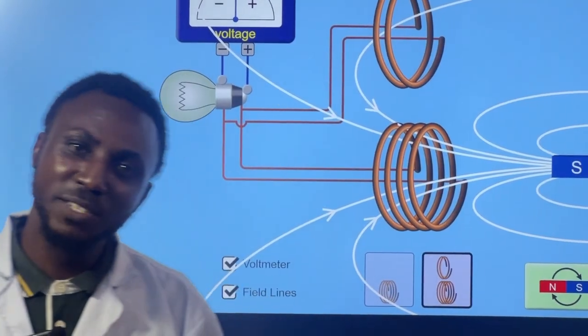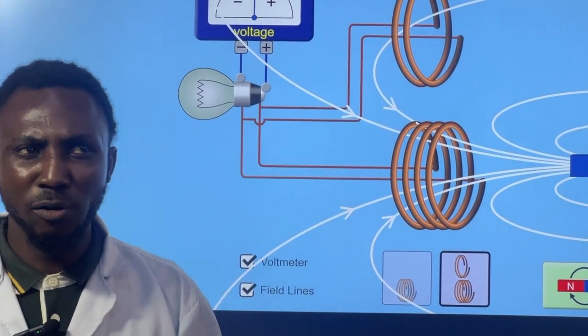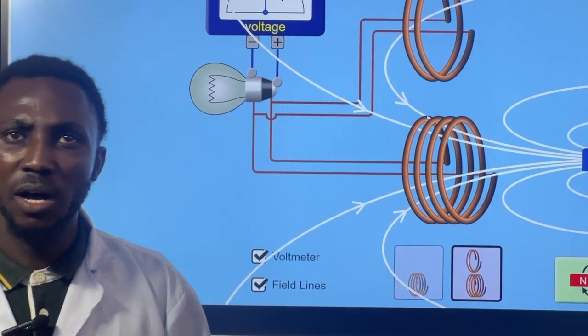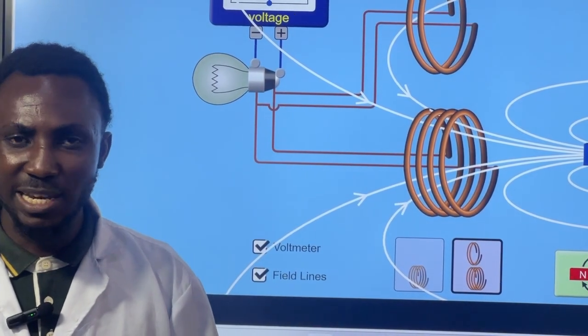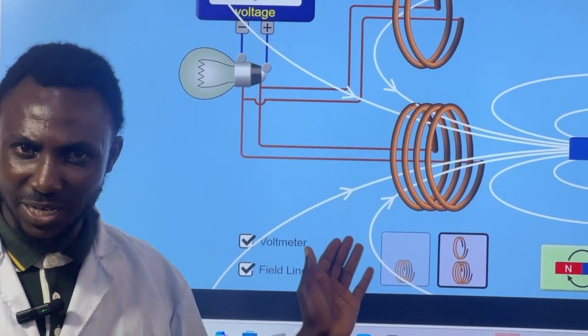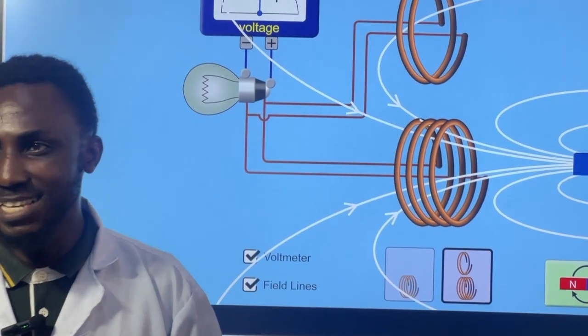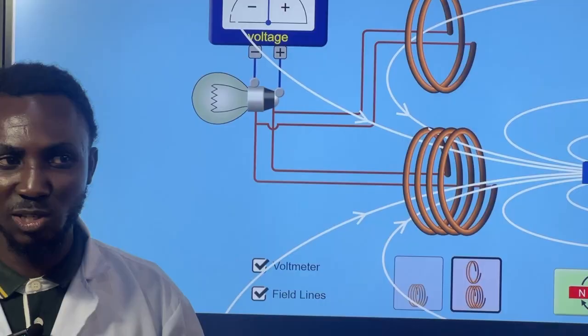Thank you for attending the physics class today. I have the following questions for you as assignment. Number 1, state the factors that affect the EMF induced in a coil, on that topic that we just discussed. Number 2, state Lenz's law of electromagnetic induction. Thank you.